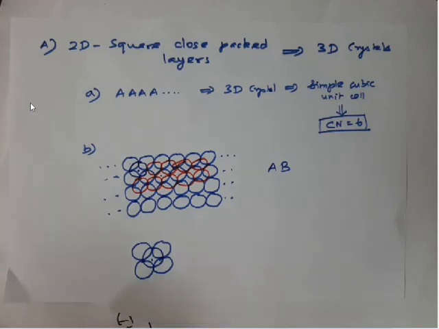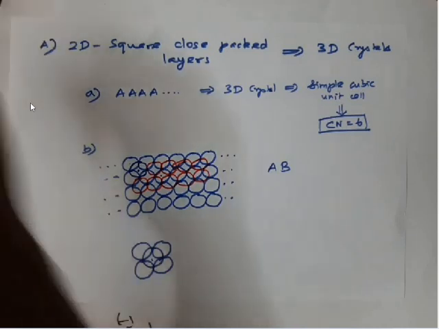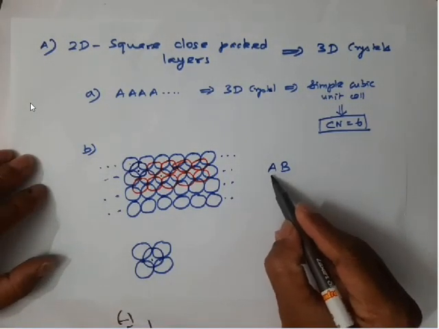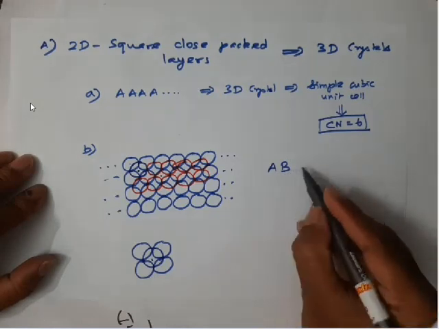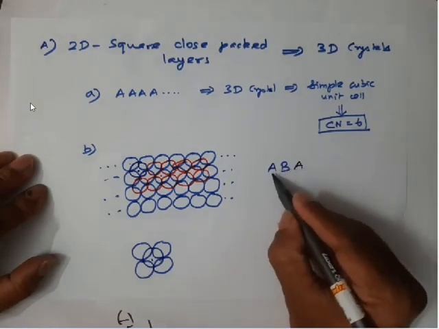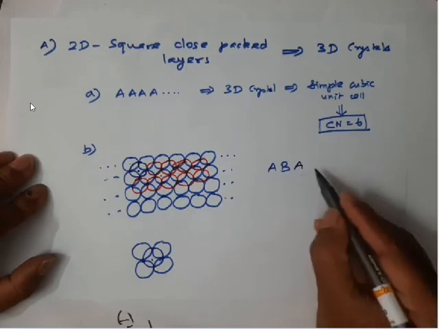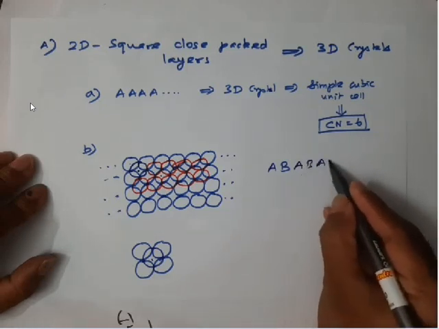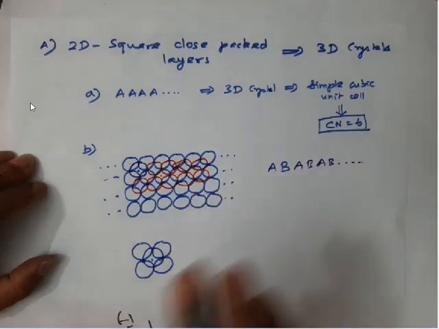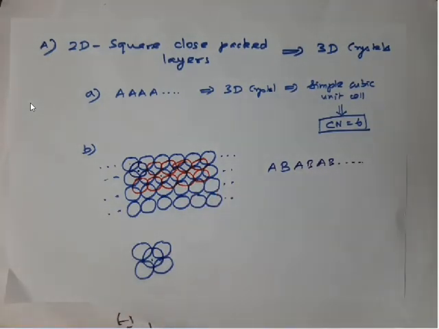Okay, third layer atom eclipses the first layer atom. Therefore, if the first layer is represented as A, and the second layer as B, then the third layer will coincide exactly with the first layer. So I'll represent the third layer as A. If you do it like this, I'll get an arrangement like this, AB, AB, AB type of arrangement.